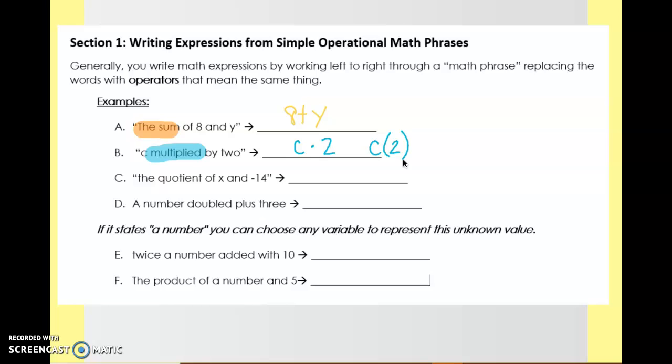All right, the next one, the quotient of X and negative 14. Quotient, not as familiar to some people. You could always go back to your keywords chart. But to find the quotient of something, you're looking at multiplying, or I'm sorry, dividing. Quotient means division. What two things am I dividing? X and negative 14.